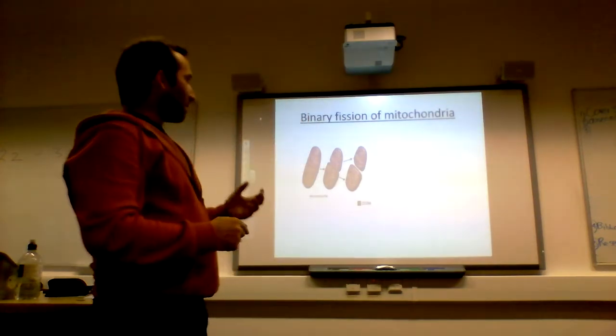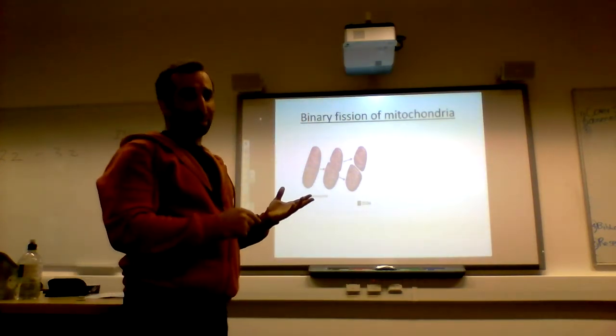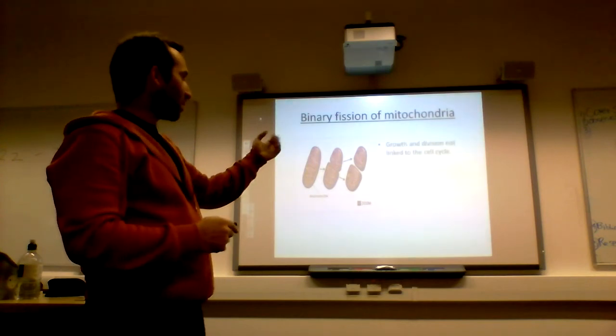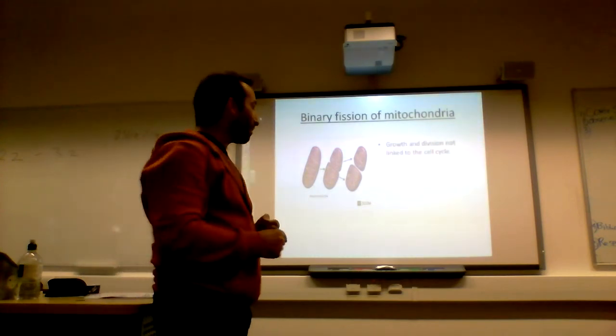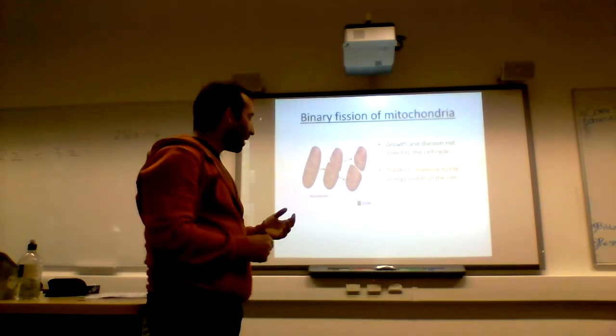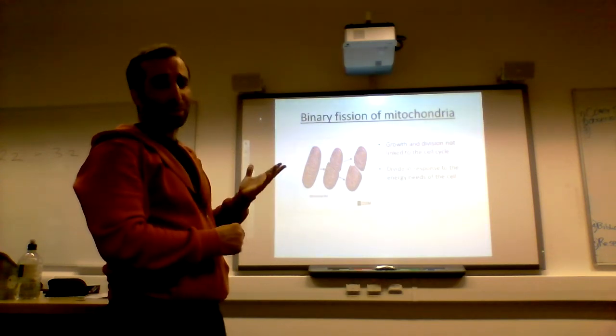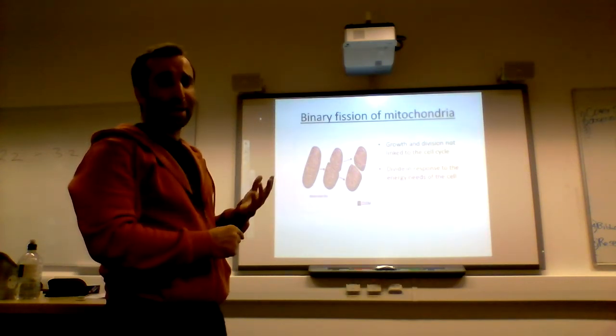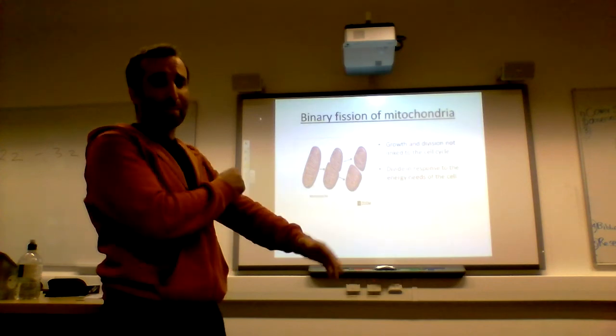Because it's a bacteria, it will follow the protocol of a bacteria to reproduce itself, so it's not linked to the cell cycle, and it will be divided in response to the demands of the cell. We find large quantities of mitochondria in muscle tissue.